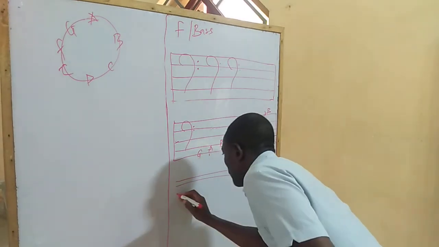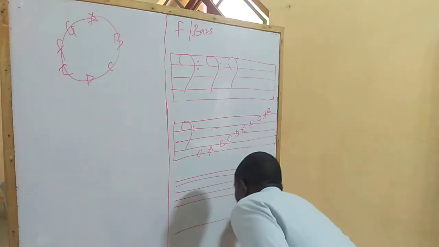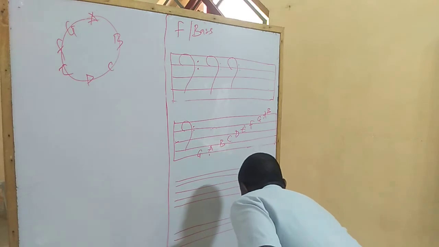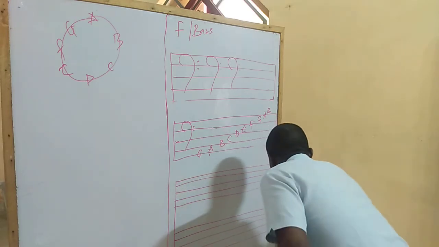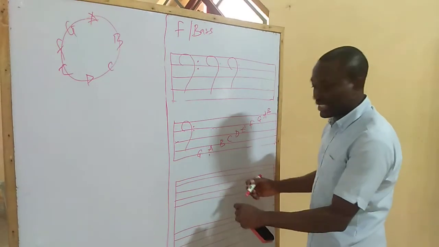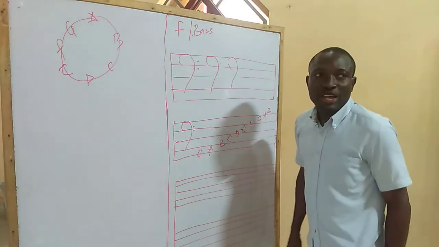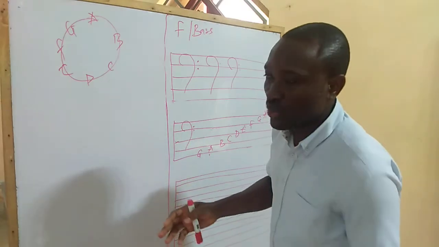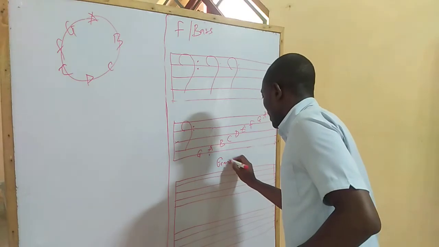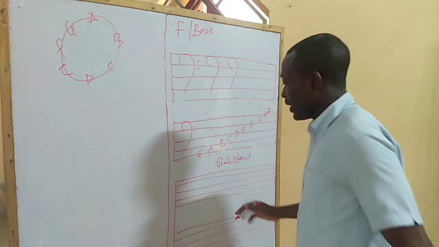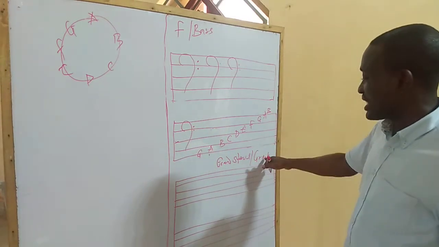5, 4, 3, 2, 1. Then another 5, 4, 3, 2, and 1. We blend everything together. When you combine, if you look at it, this is a stave, this is another stave. When you combine two staves together, that is when we have a grand stave, or great stave.